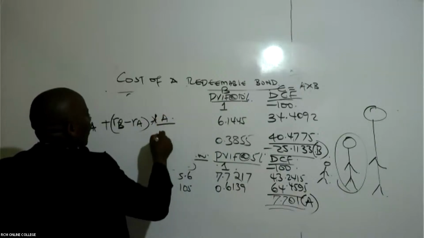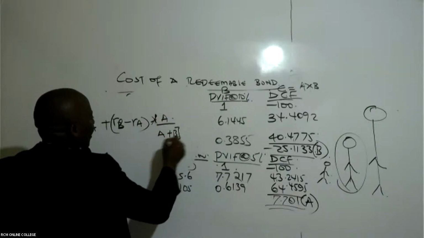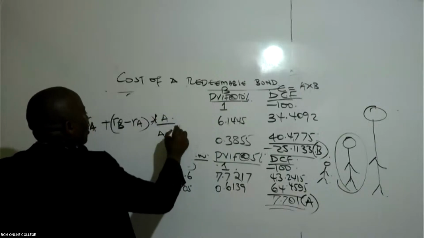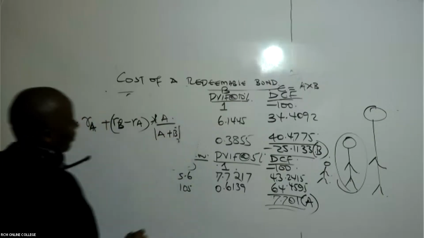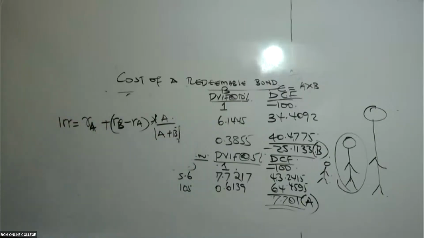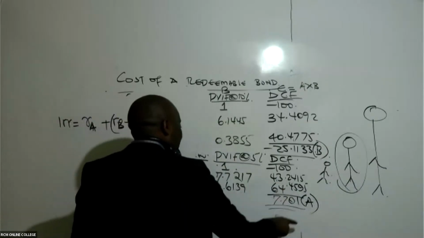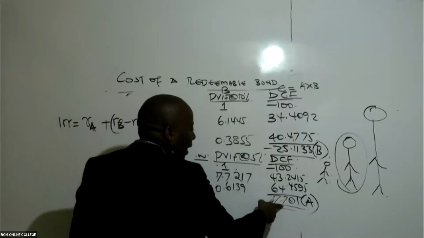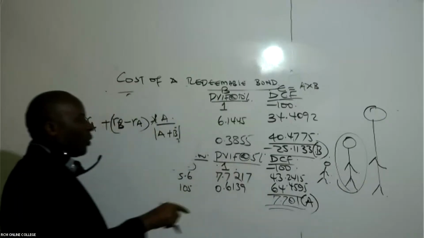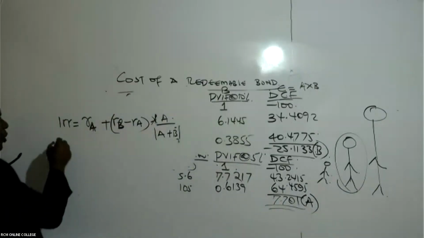A over A plus B. But now remember, this must be absolute. This must be what we call an absolute sum. So don't forget that the positive NPV is your A. And then the rate of A is 0.05, the lower one.